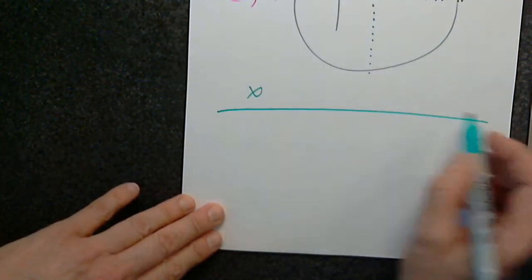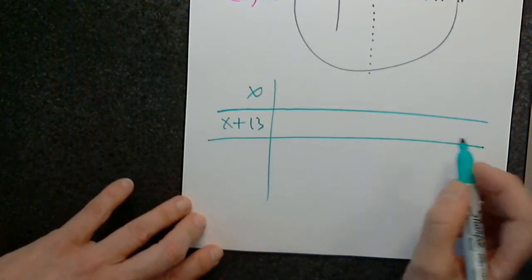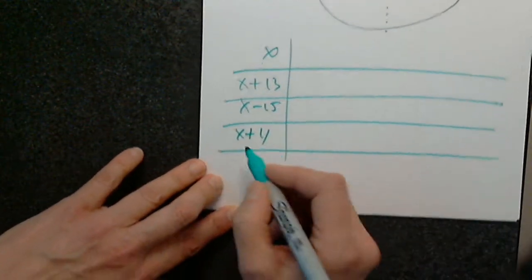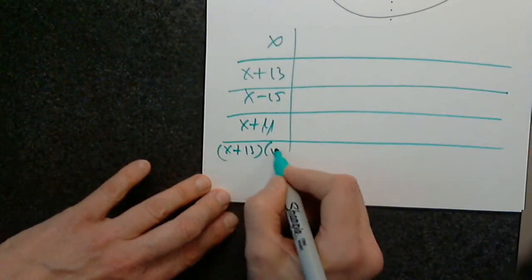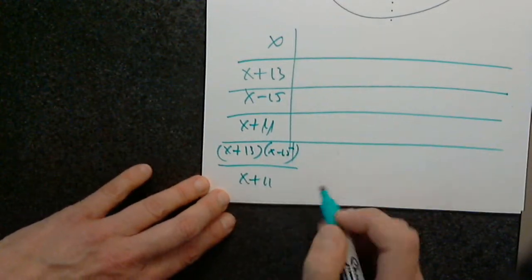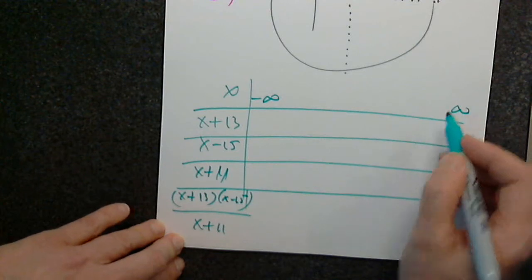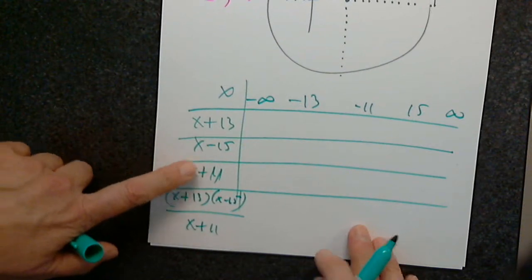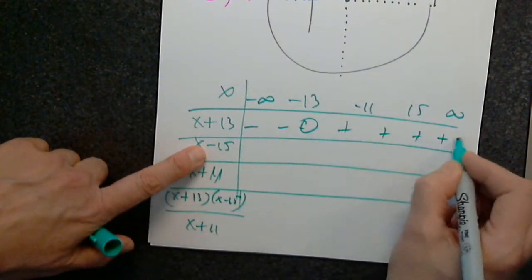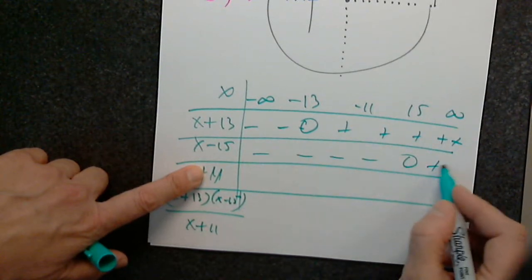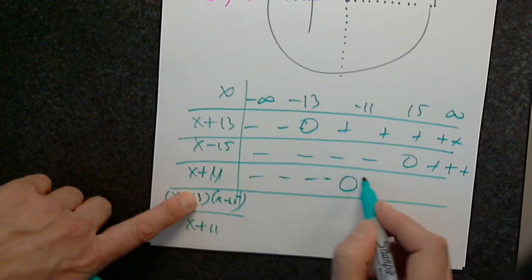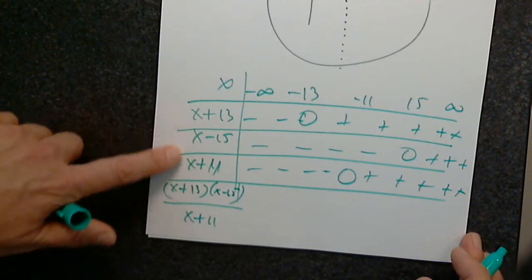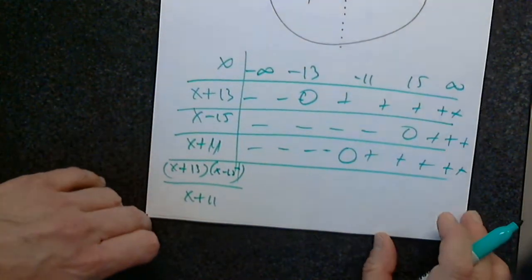Okay, so we have x, x plus 13, x minus 15, x plus 11, and we have the whole thing: x plus 13, x minus 15, x plus 11. We have three x values that we have to put in: negative 13, negative 11, and 15, correct? So I have 0 here, and the signs are these. I have 0 here, and the signs are these. And I have 0 here, and the signs are these. All the same because they are linear functions with positive leading coefficient. Is that okay so far?